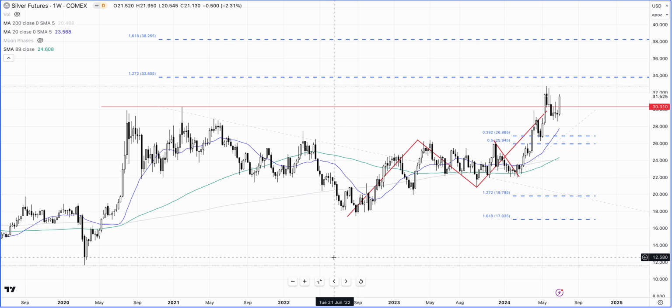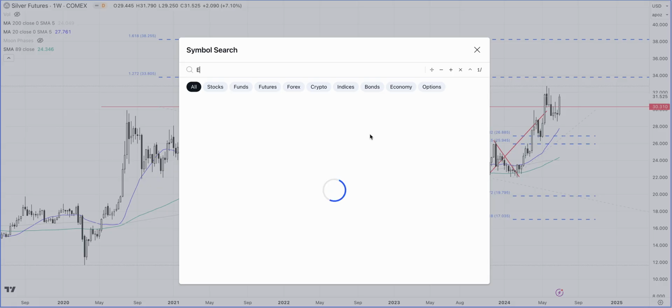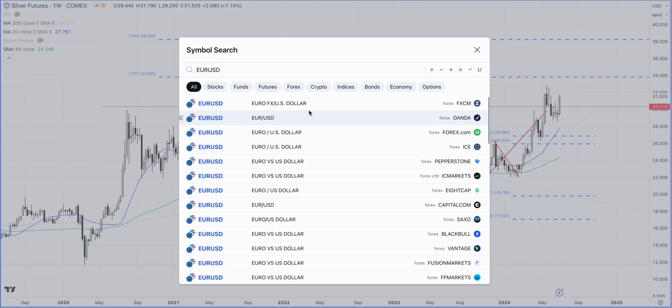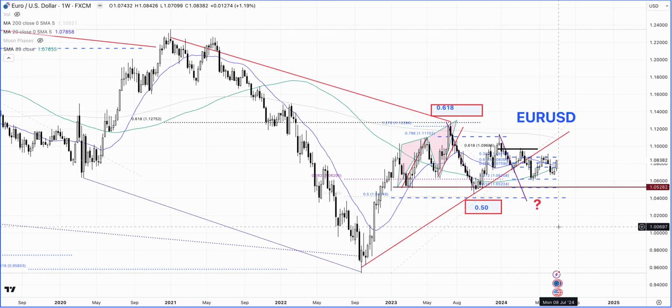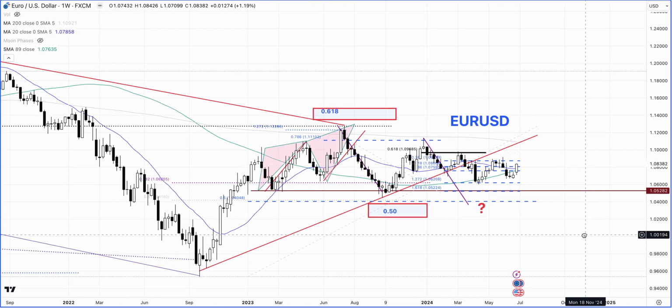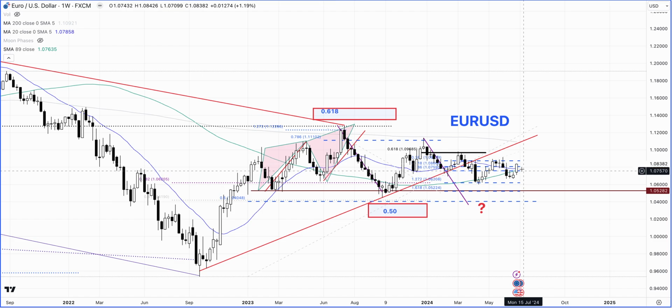Okay, so we have covered gold, silver. Let's also take a real quick look at the Euro USD because that's going to be the opposite of what the dollar index is doing. And here we can see that this market is actually getting stronger. It had a pretty bullish week last week because the dollar had a bearish week.